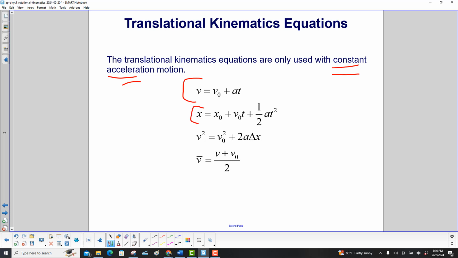Second kinematics, x is x0 plus v0t plus 1/2 at squared. Third kinematics, which combines the first two, v squared is v0 squared plus 2a delta x. And then this one here, average velocity is initial velocity plus final velocity divided by 2.